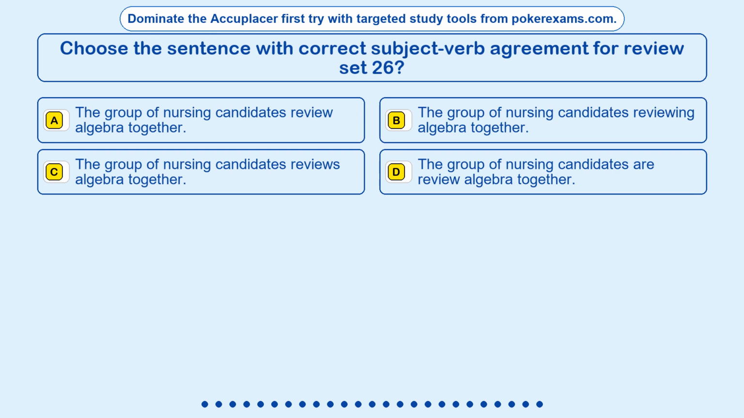Question 18. Choose the sentence with correct subject-verb agreement for review set 26. Option A. The group of nursing candidates review algebra together. Option B. The group of nursing candidates reviewing algebra together. Option C. The group of nursing candidates reviews algebra together. Option D. The group of nursing candidates are review algebra together.